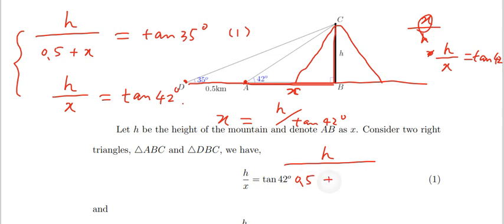h over 0.5 plus h over tangent 42 equals tangent 35 degrees. Okay, so from here we can solve for h. So this is the question. How do we solve this?